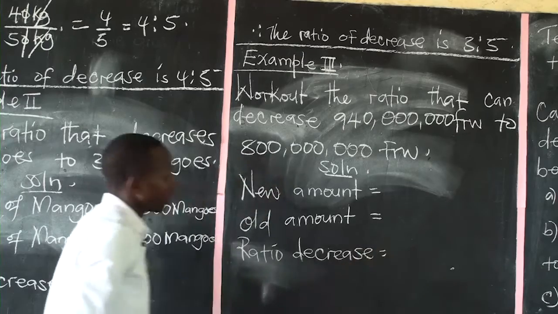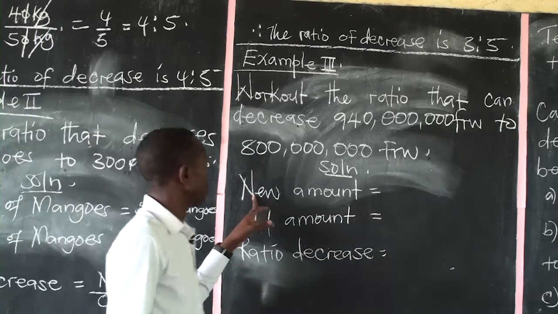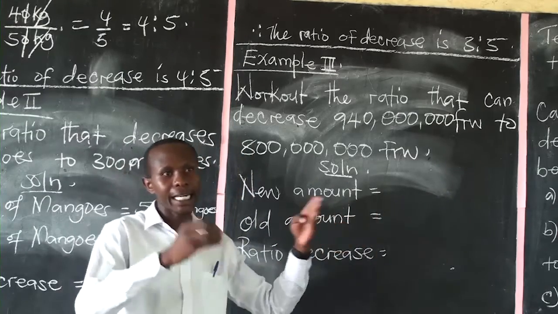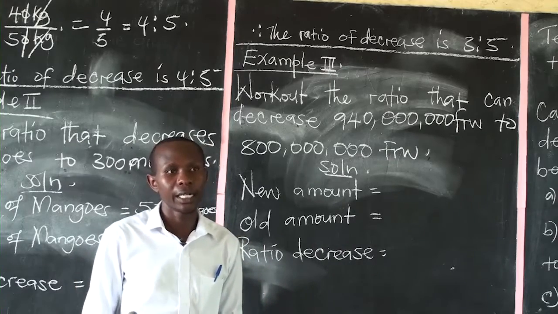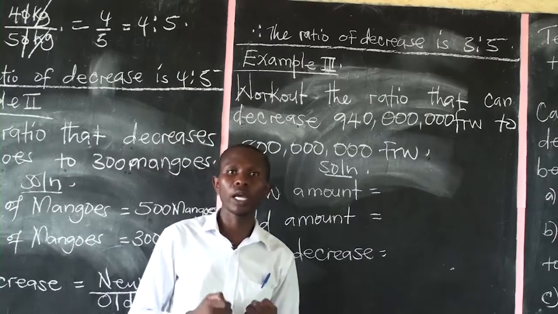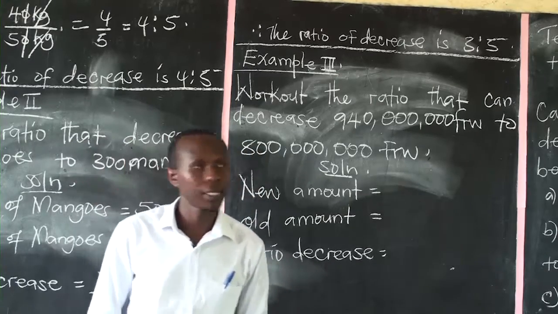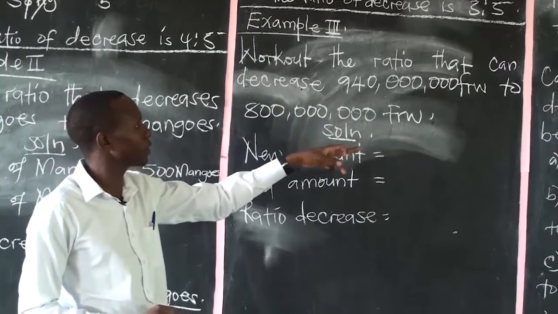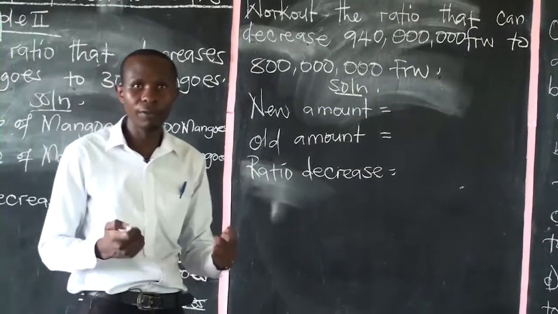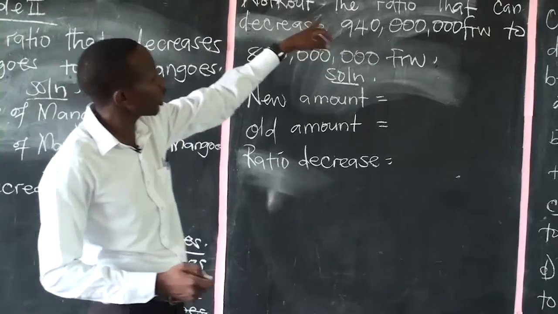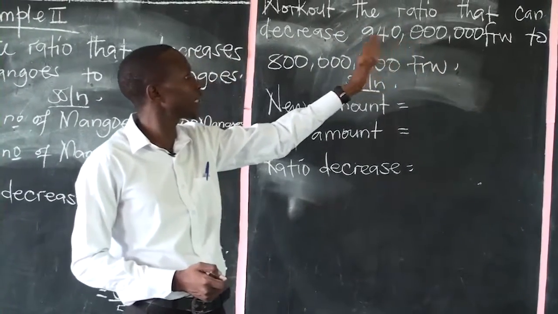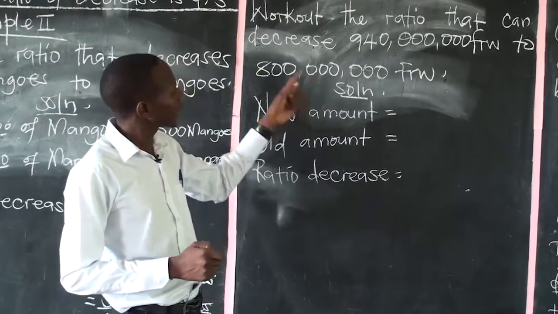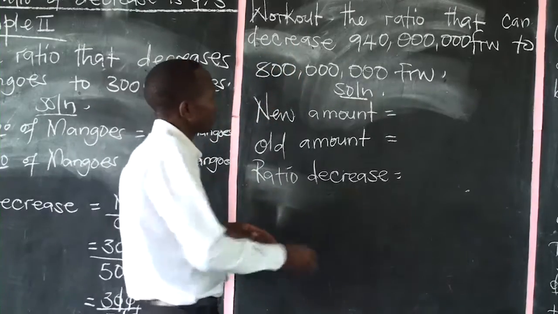So let's identify the new amount. How much did this person have at first, and at the end of it he ended up with how much? The money he ended up with is the money we are calling the new amount. According to the question, they said work out the ratio that can decrease 940 million to 800 million francs. So if this is the amount to be reduced, then it qualifies to be our old amount. Then the new amount, it will be reduced to this. So our new amount will be 800 million.